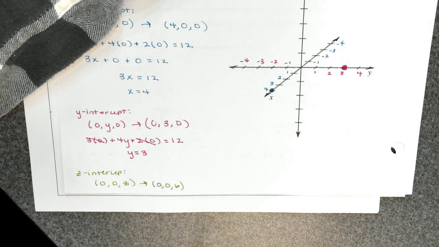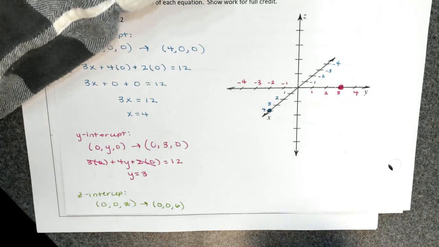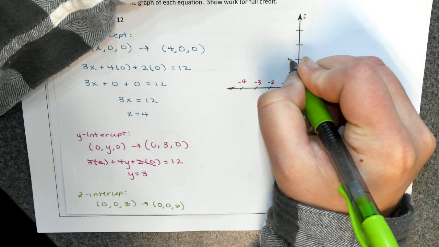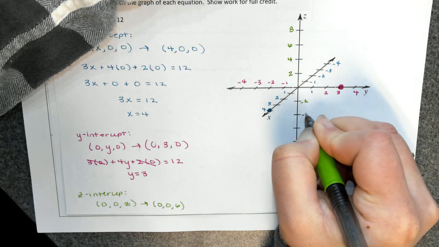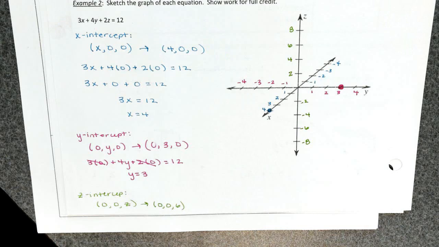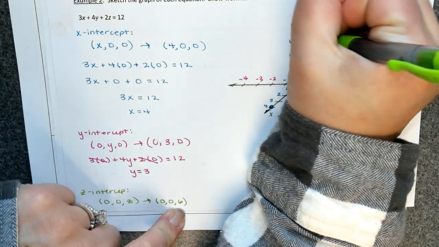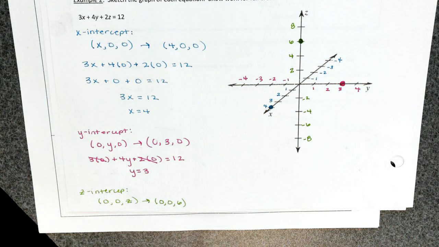So you're going to have to change your scale here. Maybe go up by 2s or 3s. So I'd make this 2, 4, 6, 8, -2, -4, -6, -8. So I would change one of my scales to make sure I could plot. The z-intercept hits at 6.